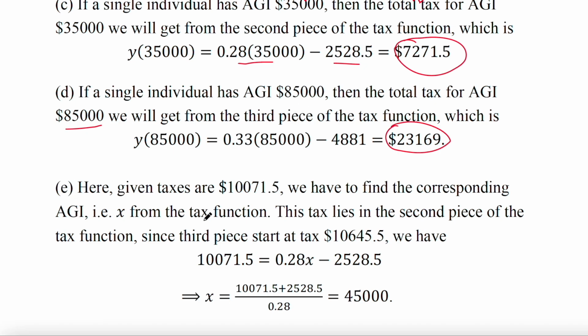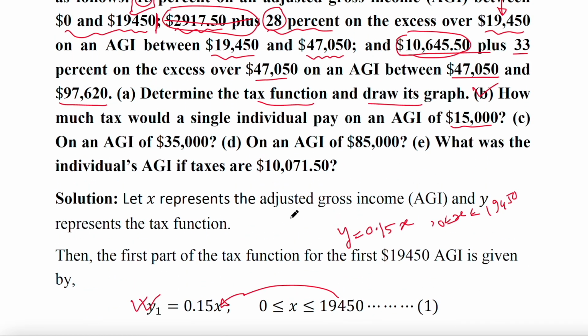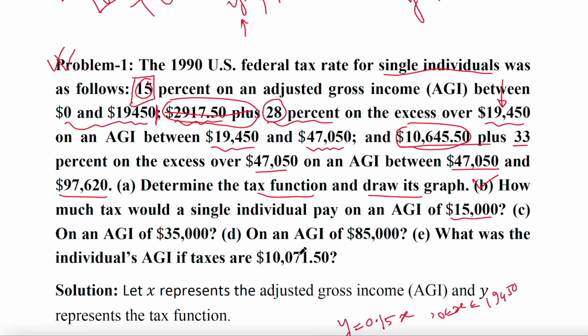Now E is a bit complicated to understand. You see, E: what was the individual's AGI if taxes are this amount? Here you are given y, this is your tax, and you need to calculate AGI, meaning x, adjusted gross income. Here your total tax is $10,071. So the question is, which function do you need to use?